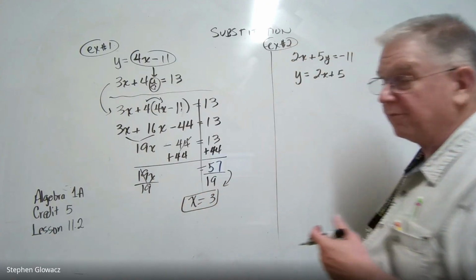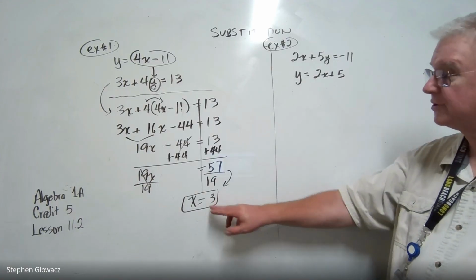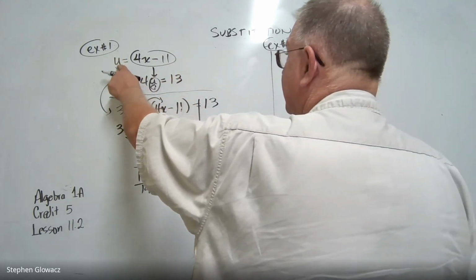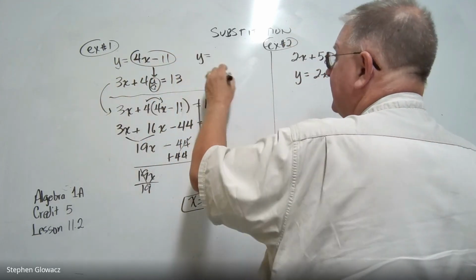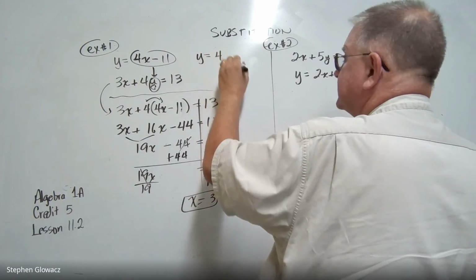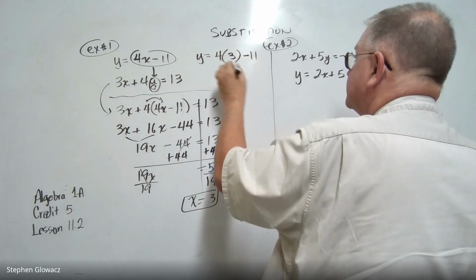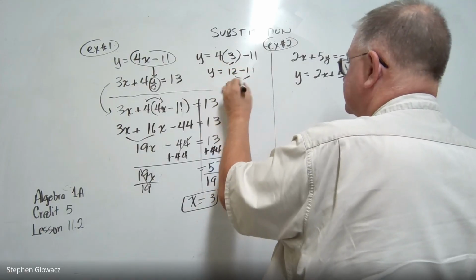Now remember, we're solving for both x and y, so we're not done yet. We know that x is 3. We can use either equation to solve for y. It's going to be a little bit easier with the first one since y is already isolated. So we got y equals 4x minus 11, but we know that x is 3. So 4 times 3 is 12. And then 12 minus 11 is 1.